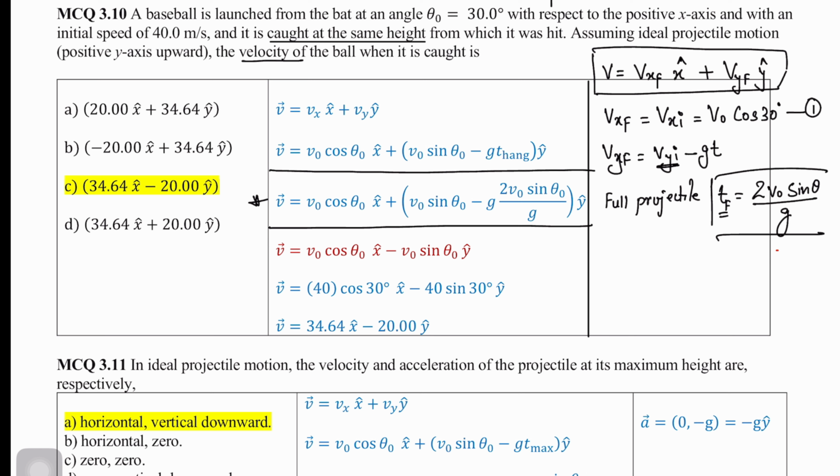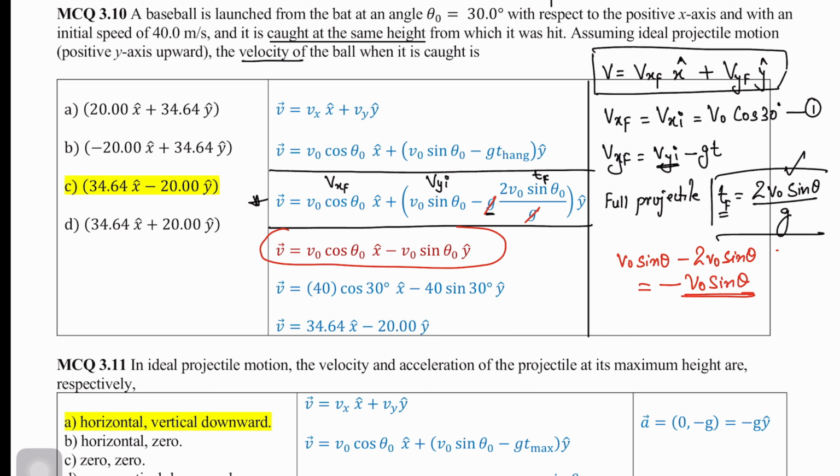V equals to, this is your Vxf. Clear? Okay, so this is your Vyi minus g. This is your full time, 2 V naught sine theta divided by g. So what will happen here? g and g cancel. So V naught sine theta minus 2 V naught sine theta, which is equal to minus V naught sine theta. Clear?